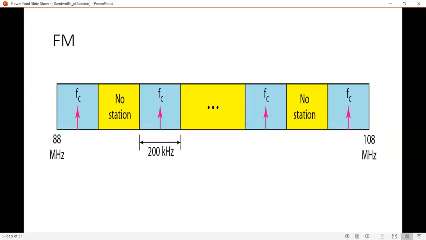Now here is an example of an FM station where bandwidth is divided into different channels with different carrier frequencies. Each frequency channel is 200 kilohertz, and in between you can see a gap with no station. This is called guard bands. It is used to prevent overlapping of the signals.